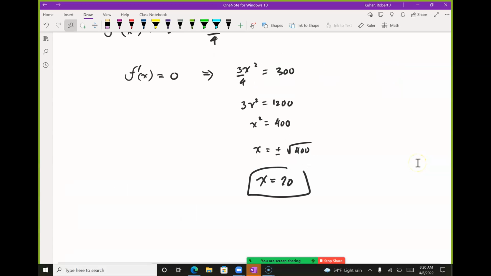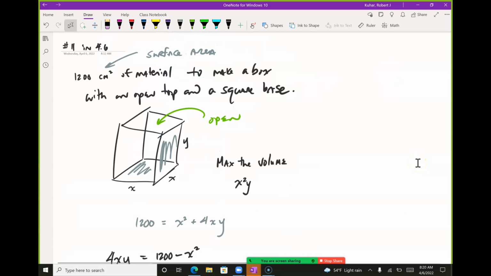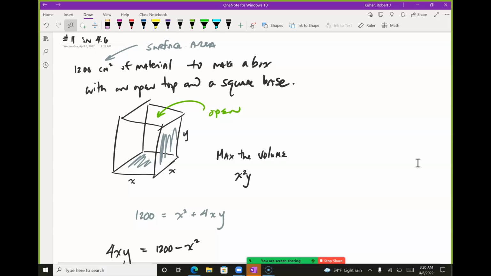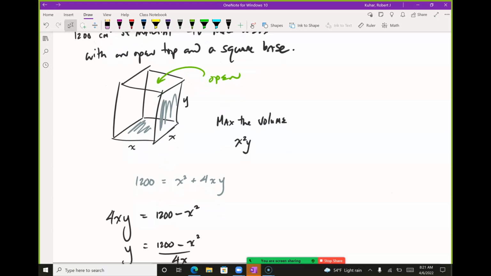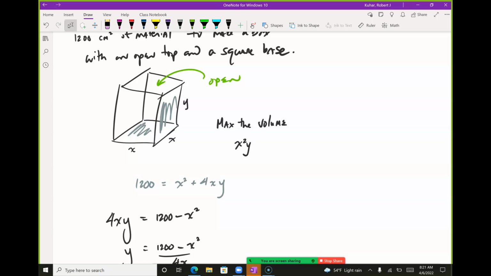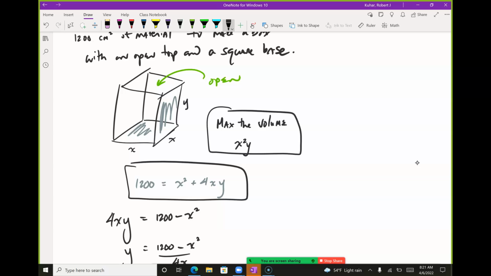Here we are. Here's the whole problem, and it's recording. This is number 11 in 4.6. I'm given a surface area of 1,200 centimeters squared to make a box. So I've got a bunch of cardboard and I'm making a box with an open top and a square base. I draw my picture, and I want to maximize the volume. So this is from my surface area, and this is what I want to maximize, the volume.